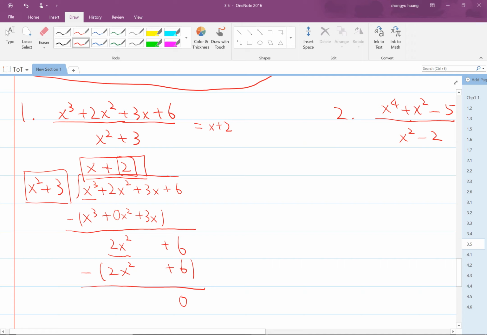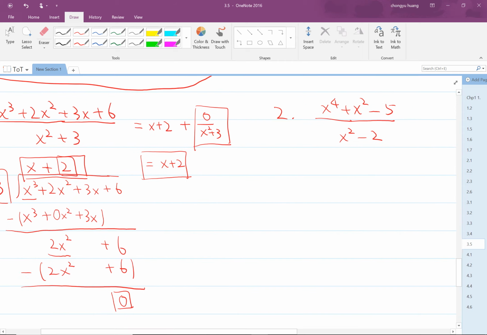But you may also ask me why you don't write the remainder 0. Because even if we write the 0 as this term, it's still going to be 0. So basically that's why, if you have a remainder 0, you just write down the solution, x plus 2. Okay. Alright.